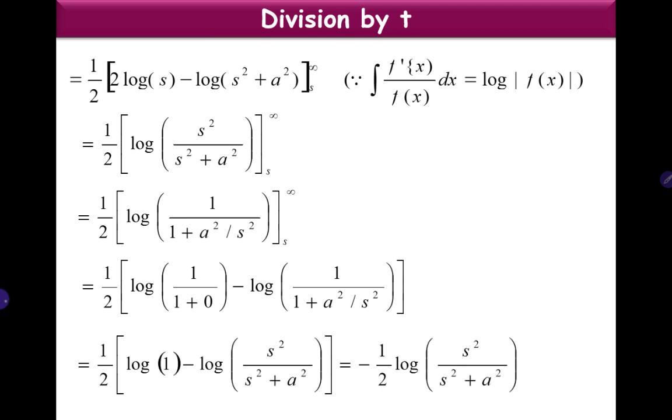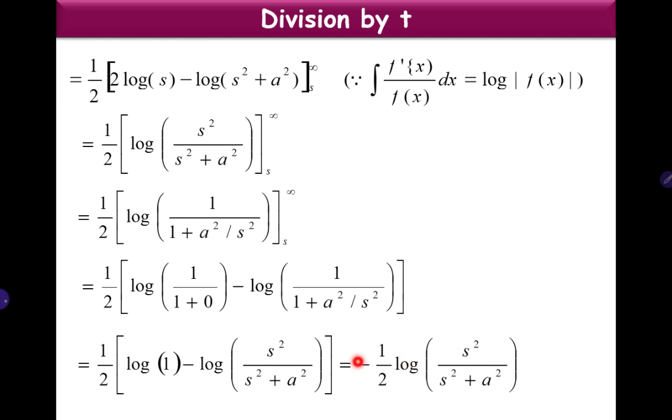That gives 1 by 2 times log 1 minus, again if we simplify this log of 1 plus a square by s square, taking LCM, we get log of s square plus a square by s square. And we know that log 1 is 0, therefore this gives minus 1 by 2 times log of s square plus a square by s square.